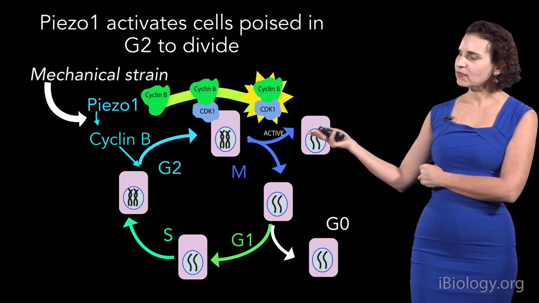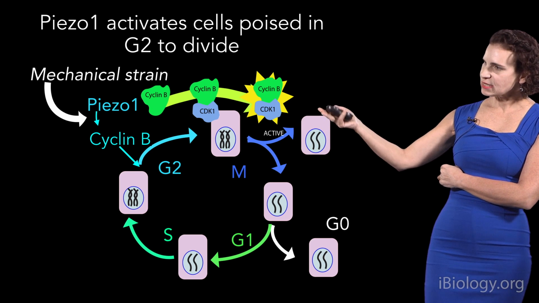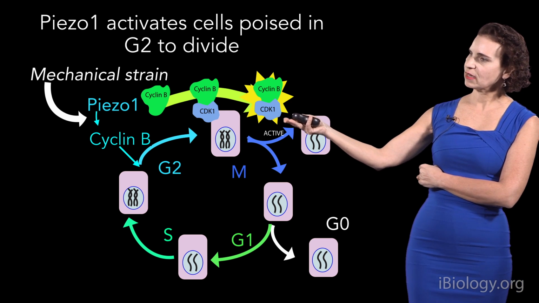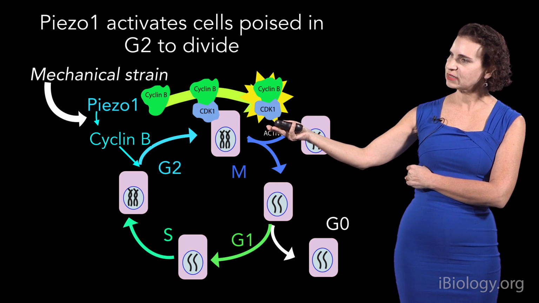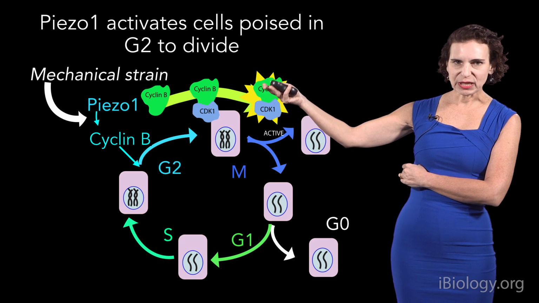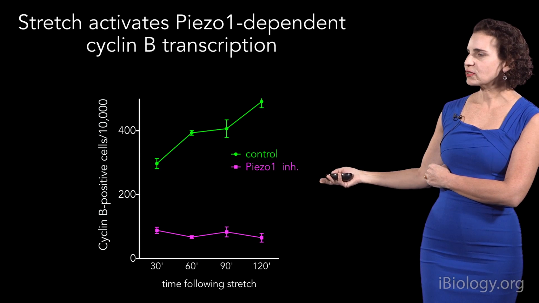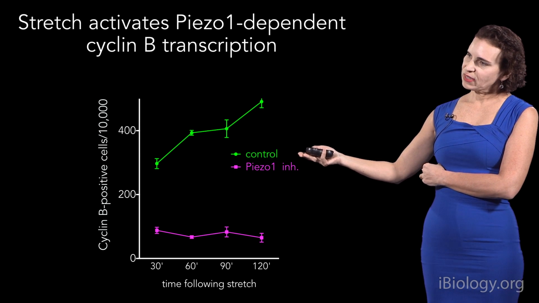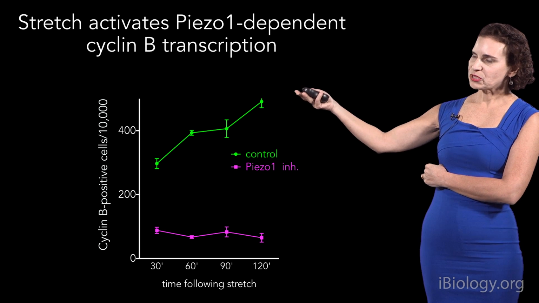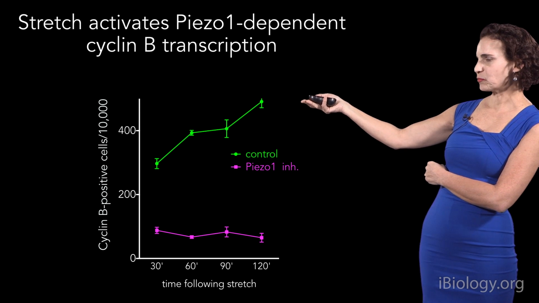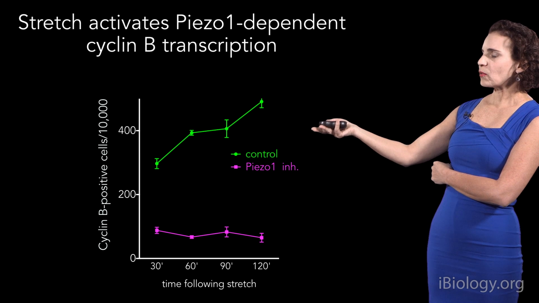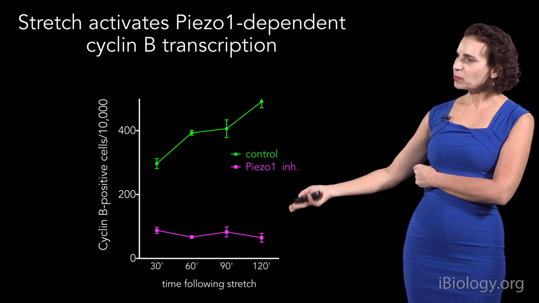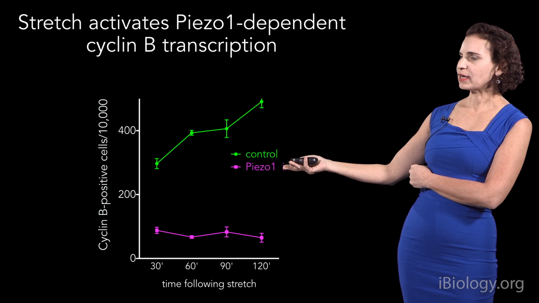The way that we found this out was by blocking these different steps in the cell cycle. If we block CDK1 activity, we can just look at this intermediate buildup. When you do, you can see that stretch activates cyclin B to be produced over time. This is cyclin B protein in the cell, whereas piezo-1 inhibition will block that ramp up of cyclin B.